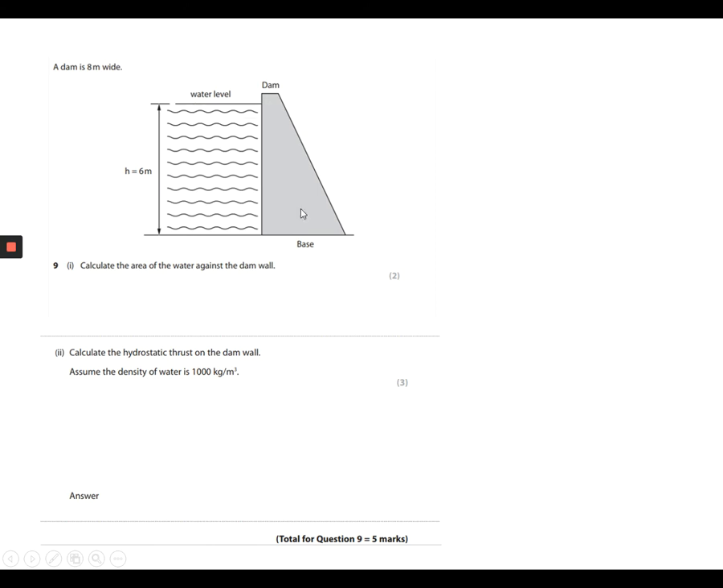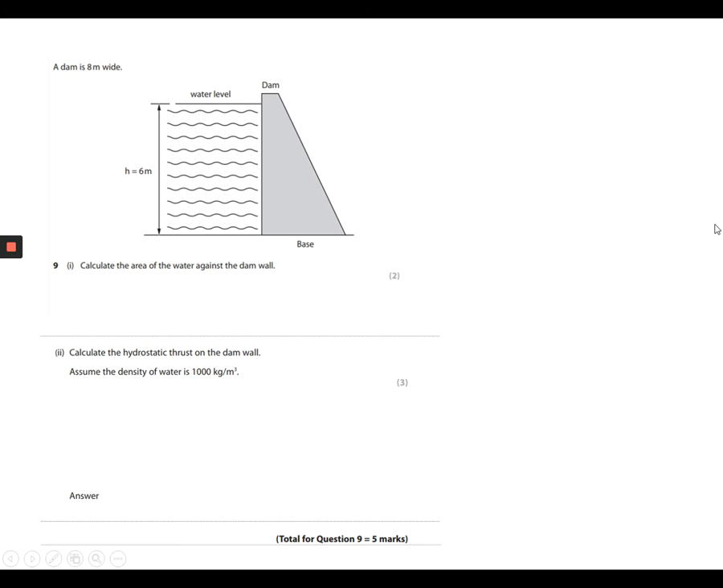So as the water level goes down, the force would decrease, and the area that you use in that calculation would decrease. So the area of water against the dam would be 6 times 8, 48, as I said. Get the units right, you're multiplying meters by meters, so that's meters squared. And then you're asked for the hydrostatic thrust on the dam wall.